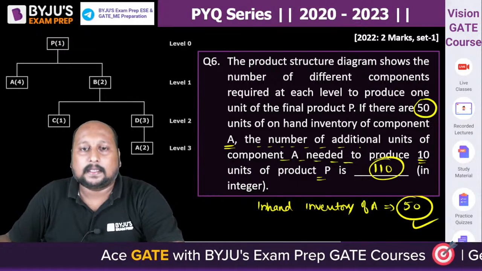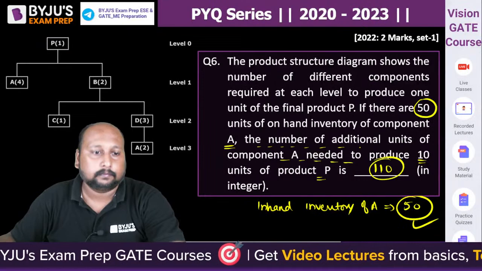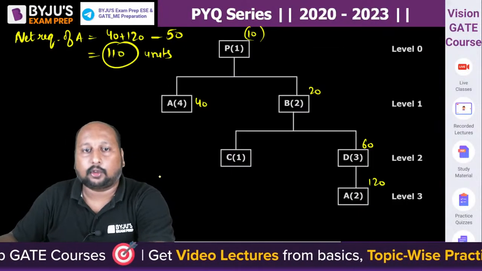Understood. 110 is the final correct answer that we are getting. Clear hai? All right. Chaliye, next question, question number 7 on the screen.